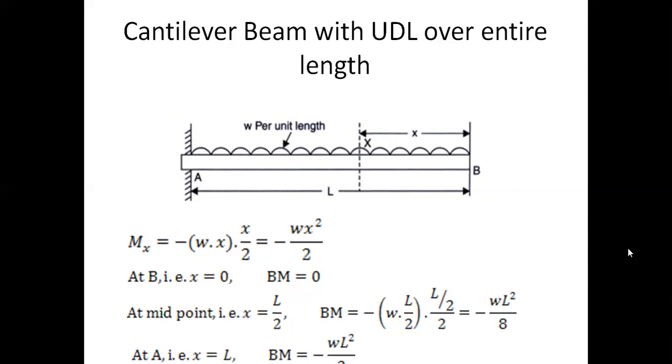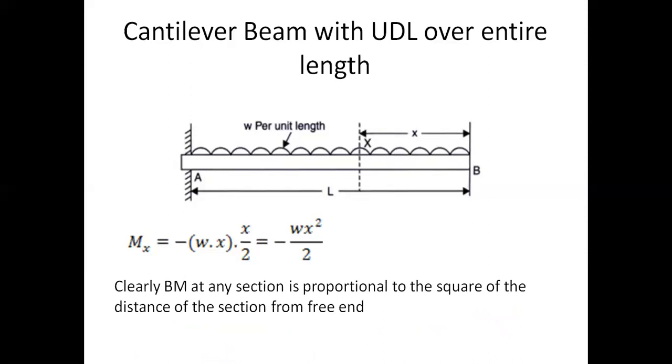Now, what will be the bending moment at x equal to L, that is at A, where x value is L? Therefore, we have to substitute in this formula. Bending moment at A is nothing but minus w into, instead of x, we put L, so L square by 2. Therefore, bending moment at B equal to 0, bending moment at A equal to minus wL square by 2, and bending moment at the midpoint equal to minus wL square by 8.